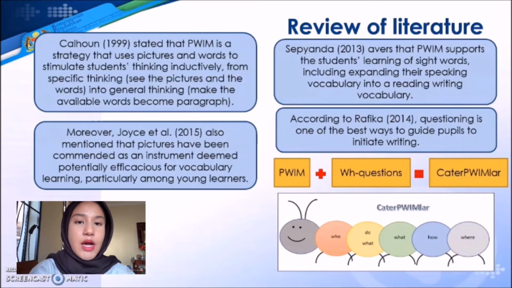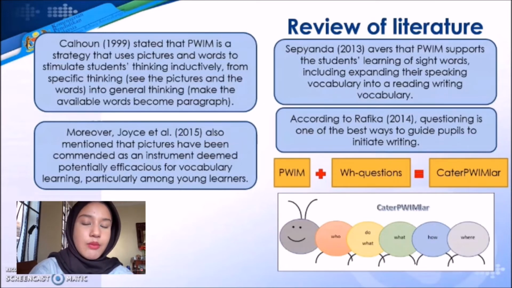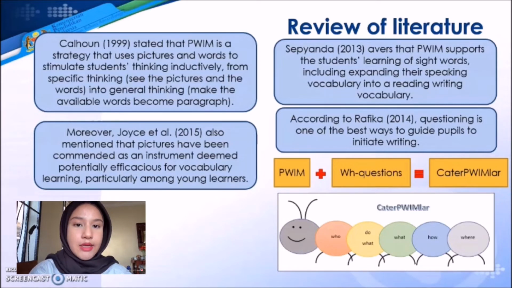Hence, the idea came up based on all the readings, and Caterpillar is created to help pupils organize their thoughts and ideas well. Caterpillar is an extension of the PWIM strategy adapted by adding bright colors and a table to each pupil in identifying words in pictures. Caterpillar will be in the shape of a caterpillar, as you can see. Each pillar represents a WH question that pupils need to answer according to the recognized words based on a picture.